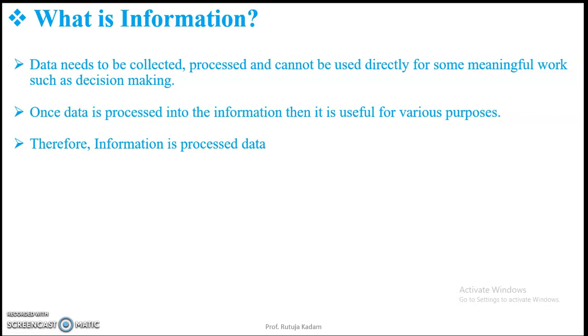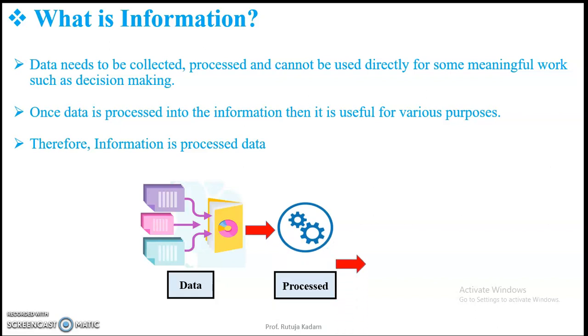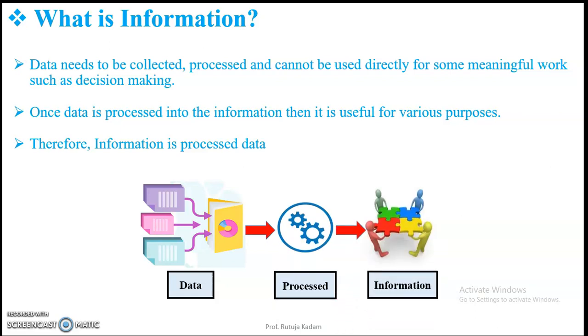So on that we had some processing done, and only then can we reach a certain decision. Unless we use that raw data, we are not able to make some decision. Okay, so once the data is processed into information, it is useful for various purposes. Therefore, information is processed data. This is the data that is stored in the database. It is processed and then turned into information. So we can say information is nothing but processed data.